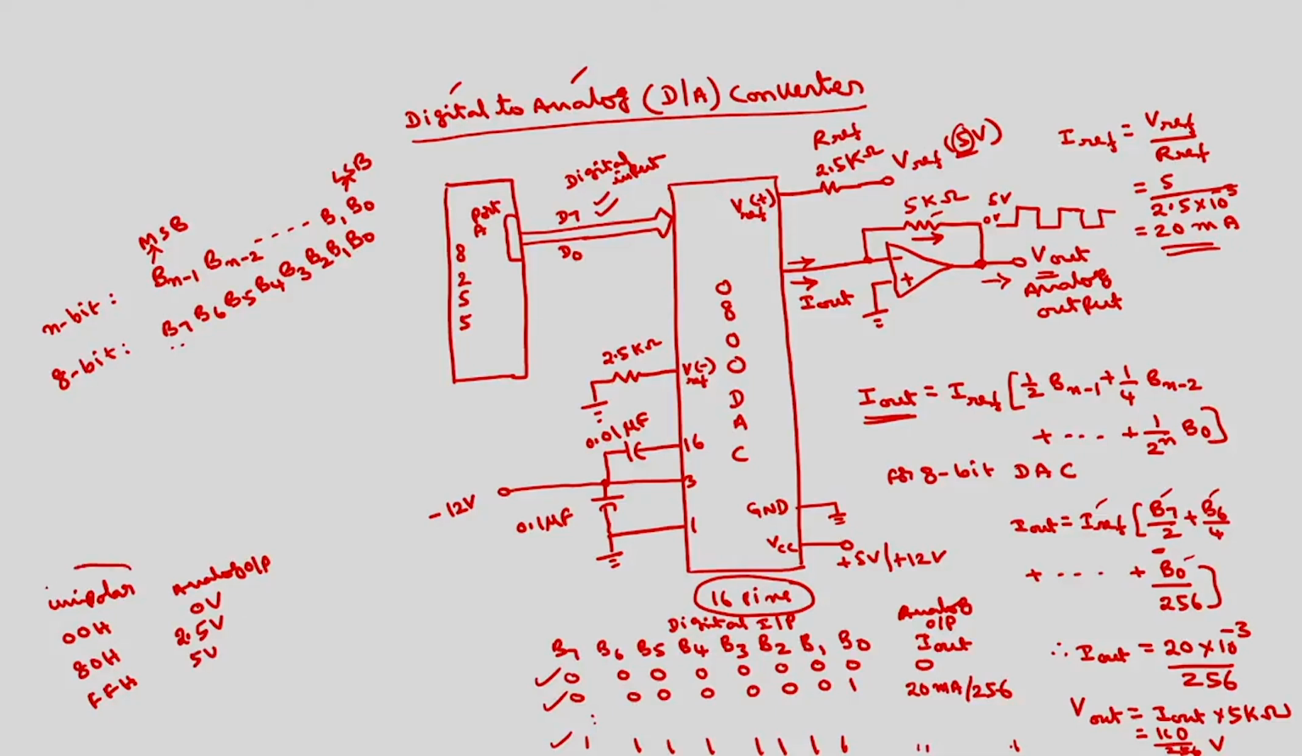In case of bipolar, 00H corresponds to minus 5 volts, the center value 80H corresponds to 0 volts and FFH corresponds to plus 5 volts. So 00H is minus 5 volts, 80H is 0 volts and FFH is plus 5 volts. This is the difference between the unipolar and bipolar.